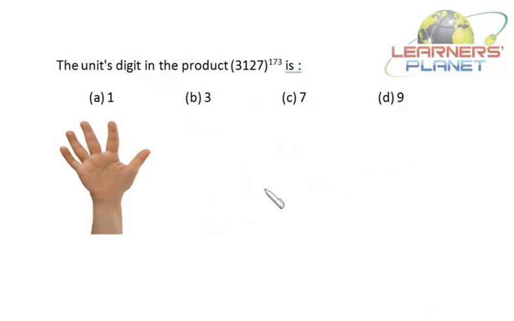Now let's take this problem. Here we have to find out the unit digit of 3127 raised to 173. That means we have to calculate the unit digit of 7 raised to 173. Now we have already discussed that 7 maintains the cycle of 4. That means we have to divide 173 by 4 and we have to get the remainder.